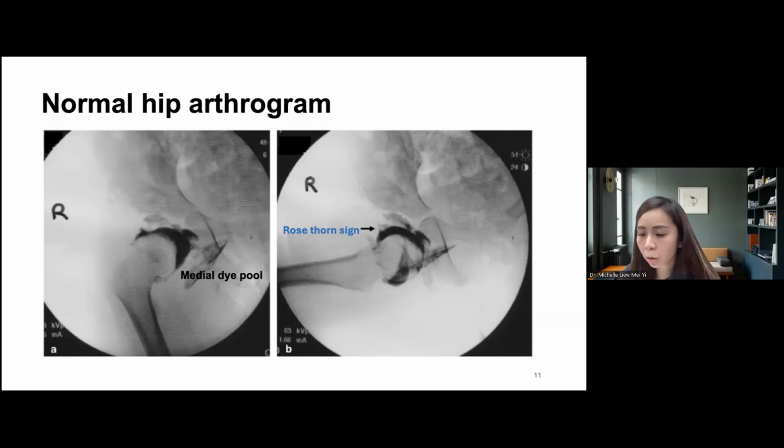So the hip is considered congruent if the medial dye pool is less than 5 millimeters on measurement, and this is normal. If the pool is wider than this, the likelihood of a soft tissue blockage to reduction is high. The picture on the right shows the arrow pointing to a rose thorn sign, which indicates the free flap of a labrum in a normal hip joint.